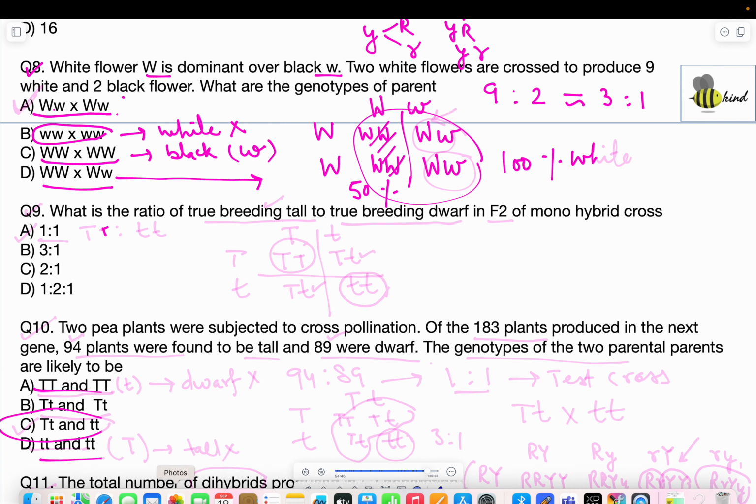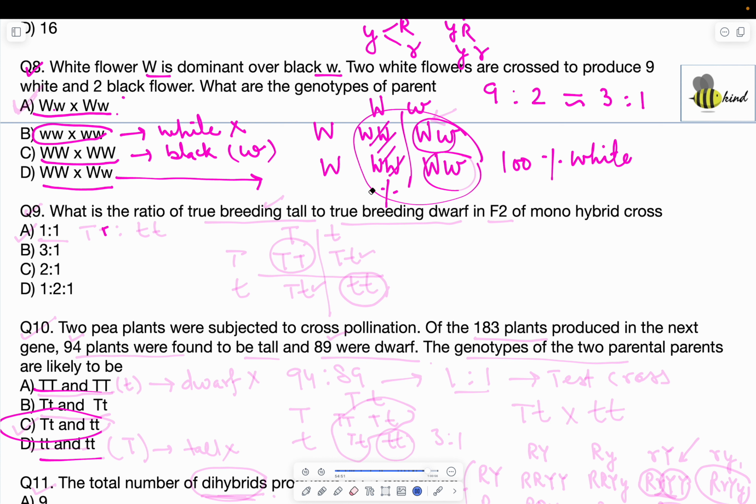There will be no black flower because these are hybrids. Again, the dominant allele will express, right? So the only possible answer comes out to be A.